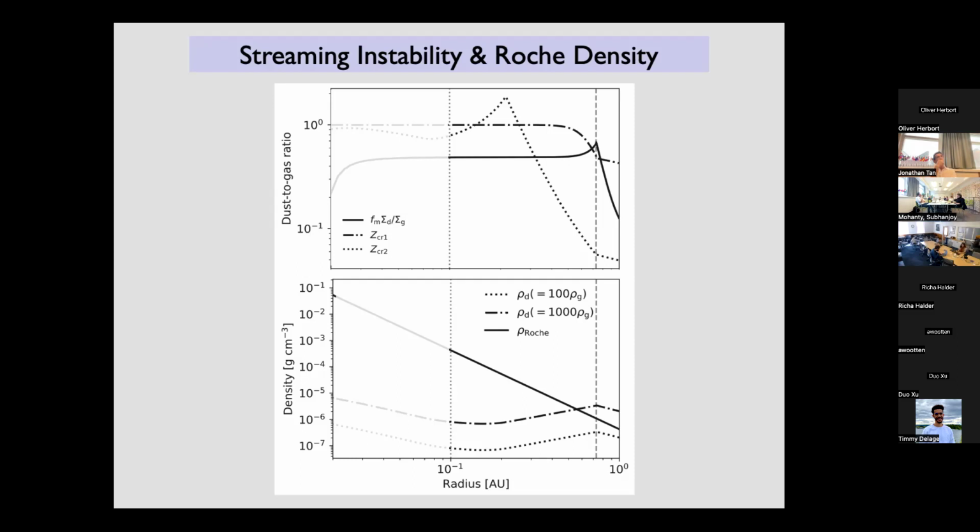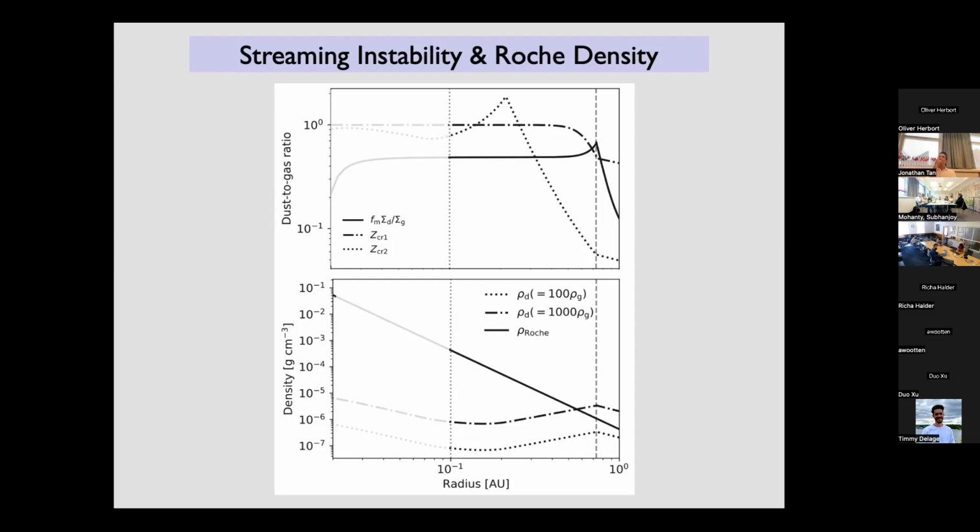Yeah, but of course you are, you have a collapse. So the streaming instability is more like you concentrate the particles, but then eventually the end of the process is gravitational collapse, gravitational instability. If they don't collapse on themselves, then you can't form planets.